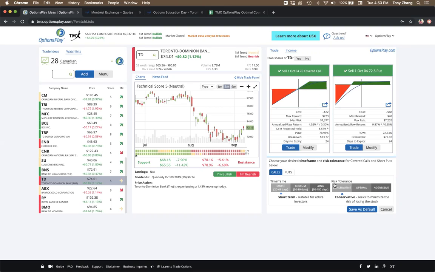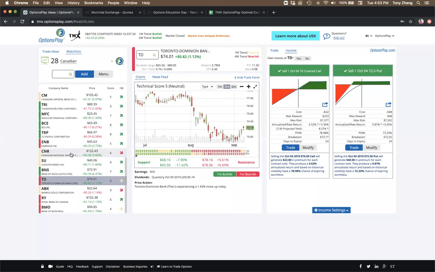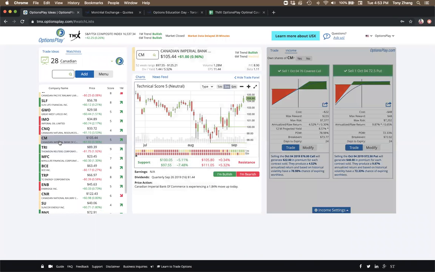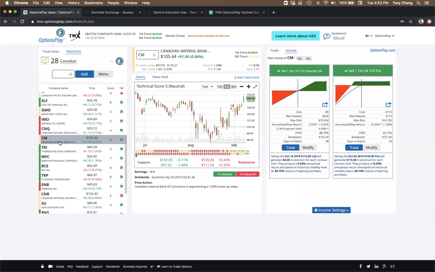So for covered calls, I'm selecting conservative. For puts, I'm selecting aggressive. And I can save this as default. And what this allows me to do is basically type in any name. So we have a watch list that's already pre-built for you with some Canadian symbols. And this might be a list of stocks that you either own or you're thinking about owning. And when you click on any single stock, we immediately populate two strategies under the income panel. You can sell a covered call or you can sell a cash secured put.